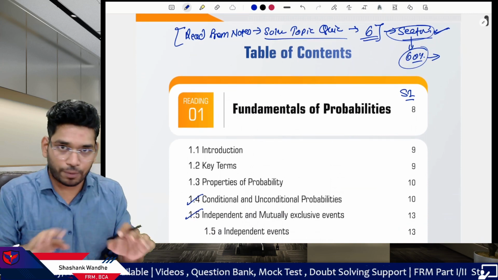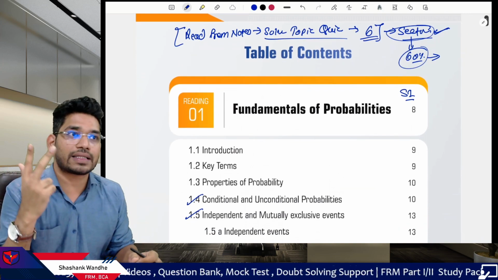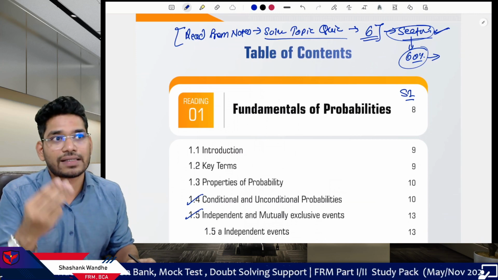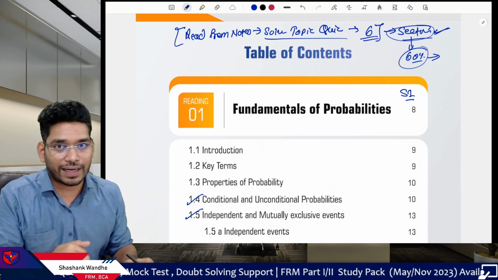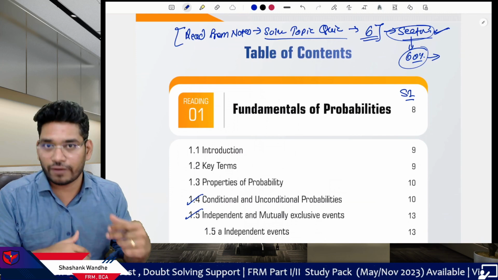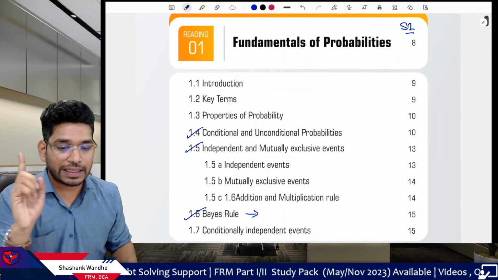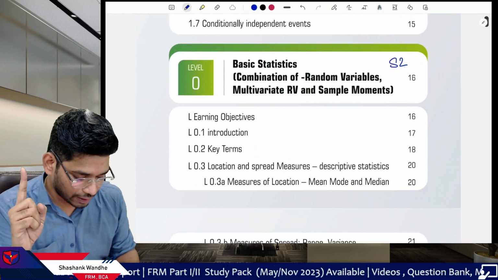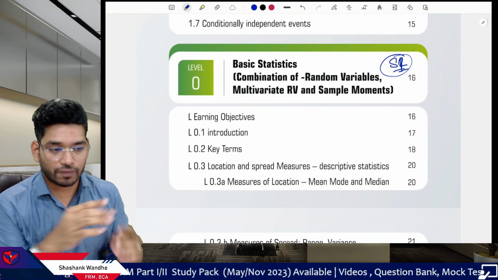Now this is the general approach: read from notes, solve quizzes, repeat these steps for the first 6 topics, appear for the section test, finish your section, move on to the next section, and repeat this for every section. Now fundamentals of probability is in section 1. Next topic is basic statistics. Sorry, this is in section 1 itself.